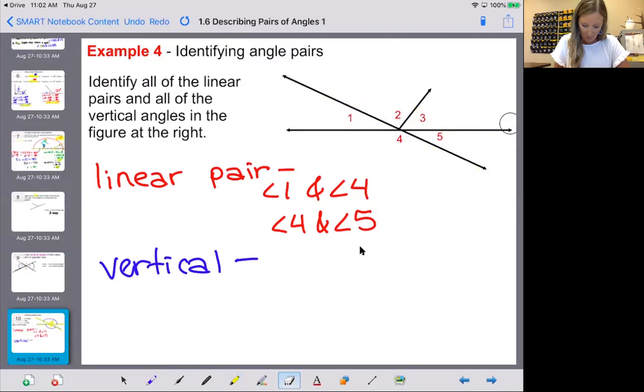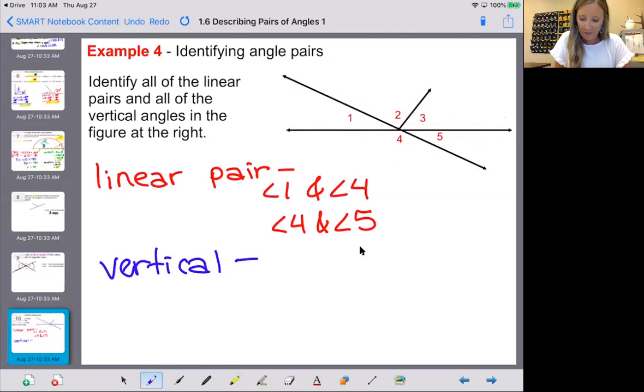Okay. What about, let's see, angle 3. Does it have a vertical angle? So again, you're going to trace it out. So trace out one side, trace out the other side. Whoop. I went right through the middle of an angle. So that's definitely not it.